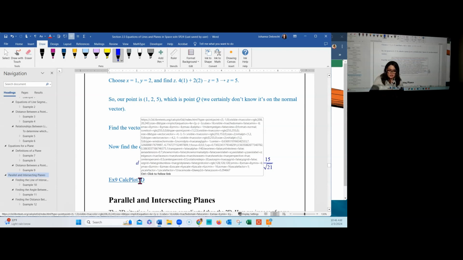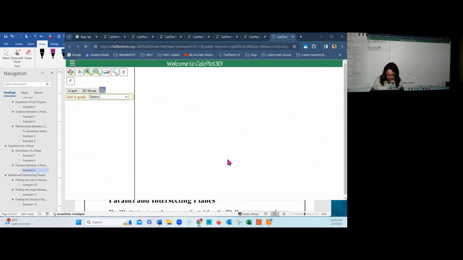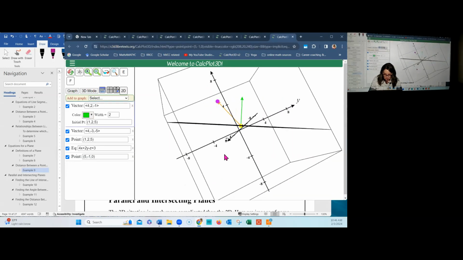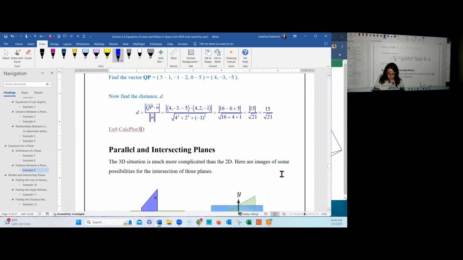And we can take a look at this one as well in CalcPlot 3D so you can see what it looks like. So you can see right here that I have point P out in space, and I have point Q, and then I've got a normal vector, and I drew the normal vector coming off of point Q. But what we're measuring is the distance from the pink ball straight to the plane at a 90-degree angle. So it's from here to here. And that distance turned out to be 15 divided by the square root of 21.